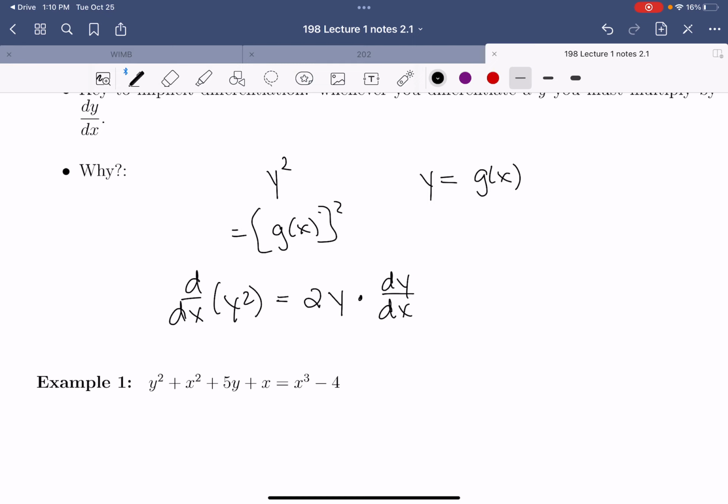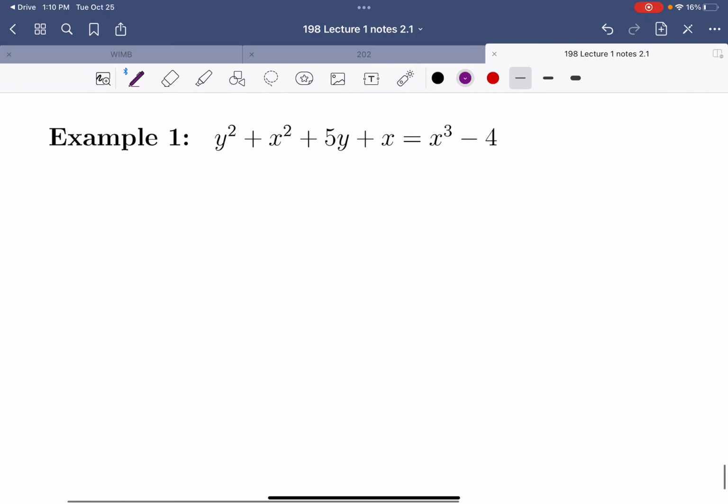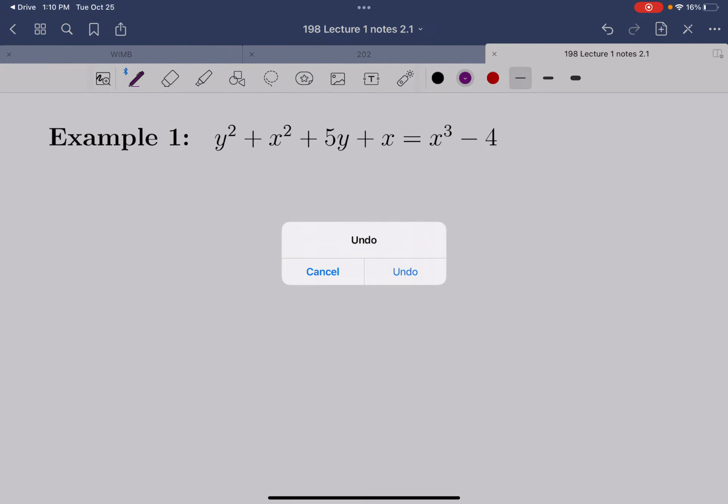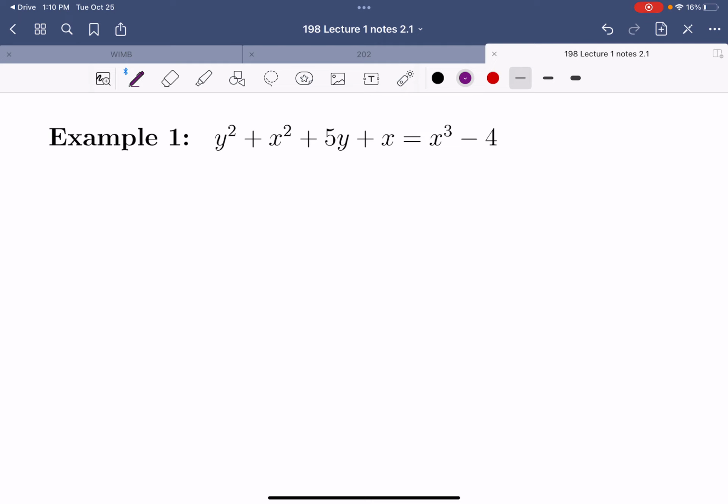So every time that we differentiate a term with a y, we have to multiply by dy dx. It's going to look something like this. Take a look at example 1. We've got y squared plus x squared plus 5y plus x equals x cubed minus 4. We want to take the derivative of this implicit function. What we're going to do is take the derivative term by term. Anytime we take the derivative of a y, we remember that we need to multiply by dy dx. Then we're going to solve for that dy dx.